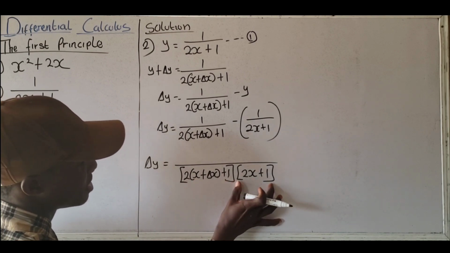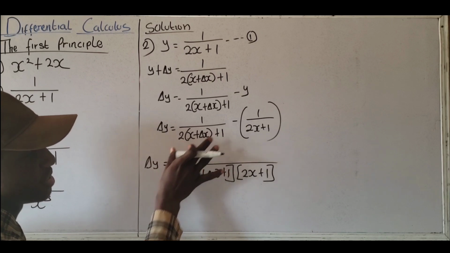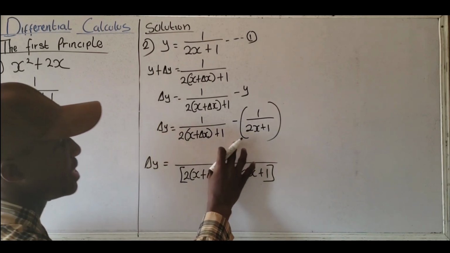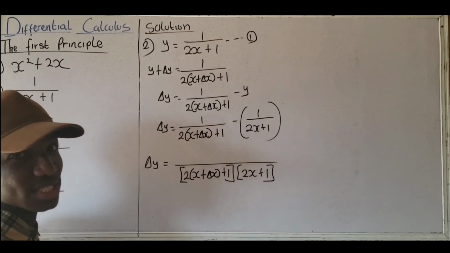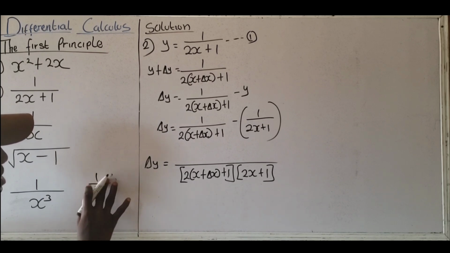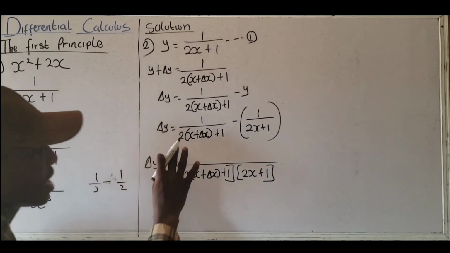Now, this multiplied by this will give us a value. All this value divided by this. Please kindly pay attention. See, what I did here is that I took the LCM, you understand? The LCM of this and this is their product, you understand? Just like taking the LCM of 1 over 3 minus 1 over 2. The LCM was 3 times 2, you understand? So, back to the question.